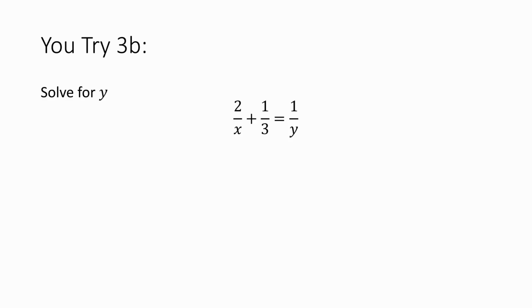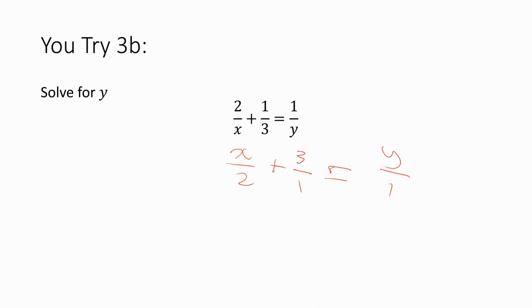Okay, go ahead and try this one on your own. Okay, so now that you've tried it on your own, let's do it together. I'm going to take the reciprocal of everything, so I'm going to flip everything. So if I flip everything, I'll get x over 2 plus 3 over 1 is equal to y over 1.